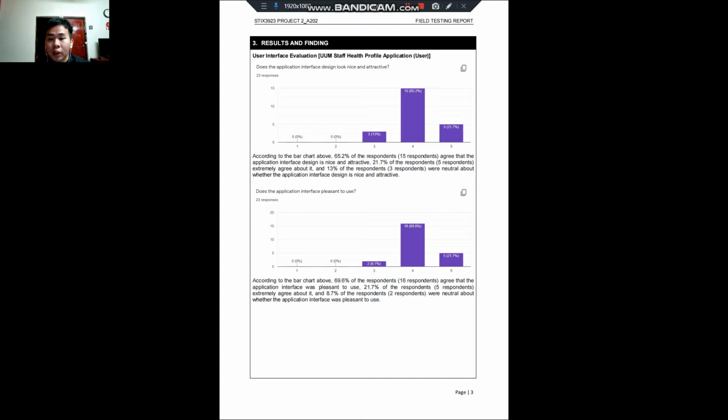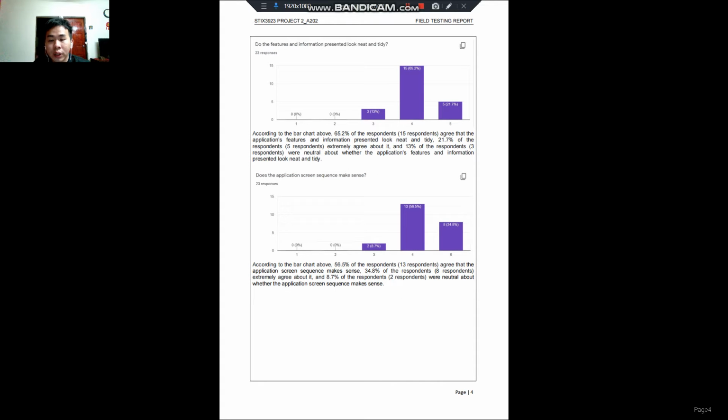So the first part of the questionnaire is user interface evaluation. First question is, does the application interface design look nice and attractive? According to the bar chart above, 15 respondents agree, 5 respondents extremely agree, and 3 respondents were neutral about it. Next, for the question, is the application interface pleasant to use? 16 respondents agree, 5 respondents extremely agree, and 2 respondents were neutral about it.